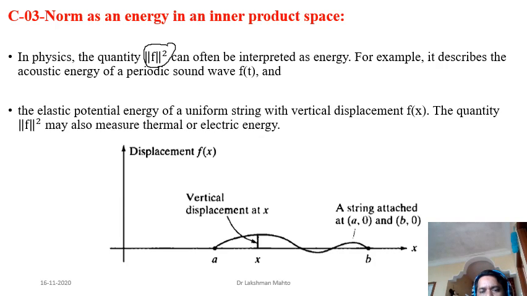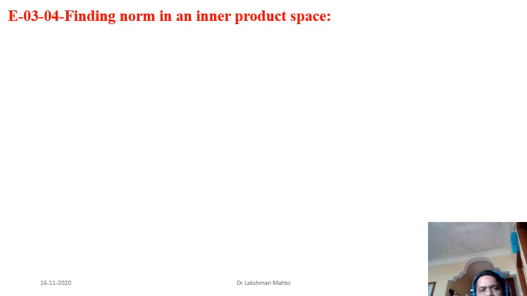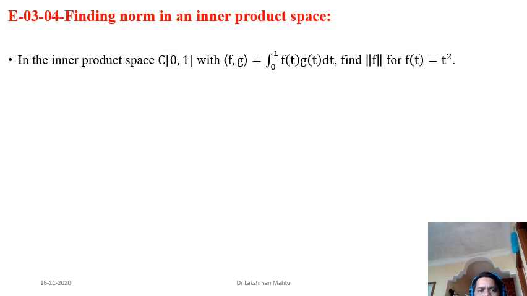You can observe this in a sound wave and in wave structures in general, which talk about vertical displacement, and this is a particular wave. If you want to find the energy of this, just find the square of the norm of the given wave or given function. That will give the energy concept. So it is the physical meaning of the norm.